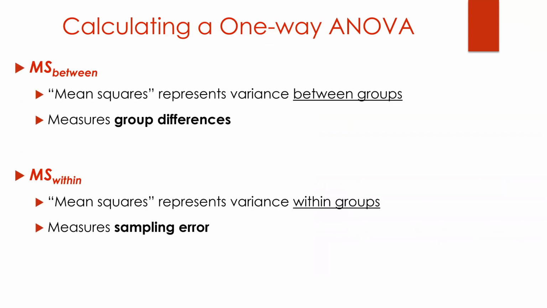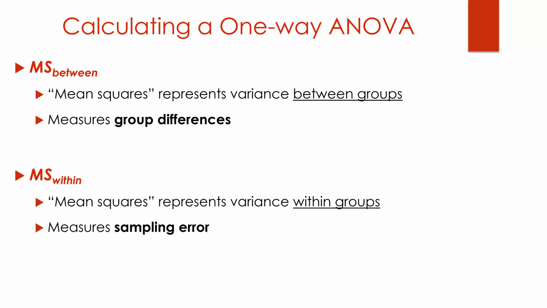After calculating sum of squares, we need to calculate something called mean squares. MS between represents the variance between groups. Okay, it measures the group differences, and MS within represents the variance within groups. It also measures sampling error. Now, why do we have to use mean squares? We can't just use sum of squares.